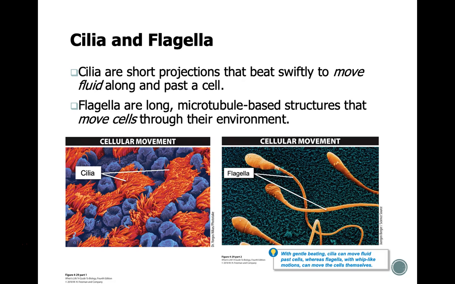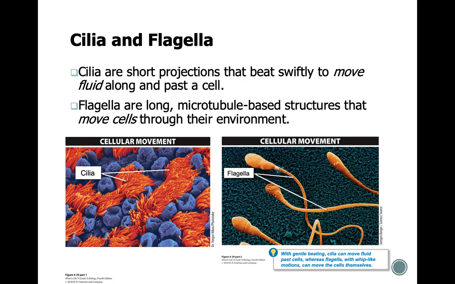Some small single-celled eukaryotic organisms actually use cilia almost like a rowboat oar, moving all their cilia in a consistent beating pattern, which allows the cell to move. We also have flagella, which are long microtubule structures that allow cells to move.